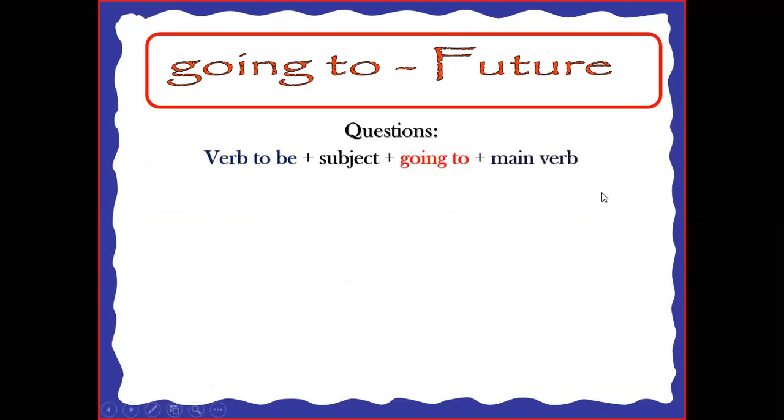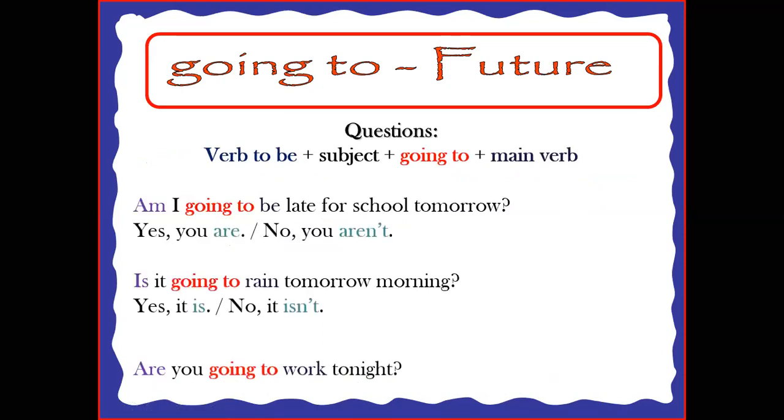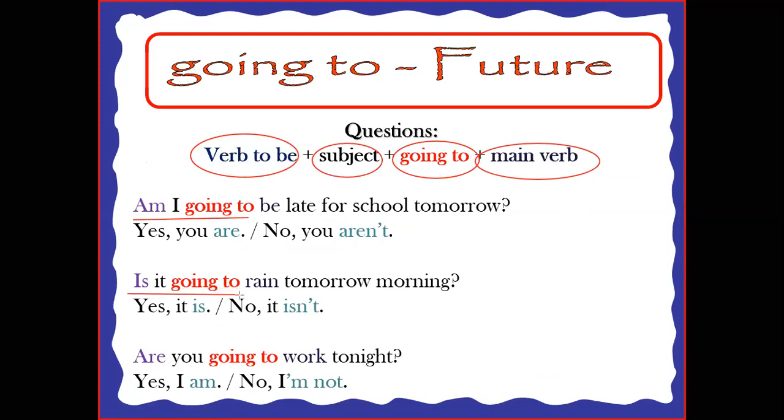Now to finish, we have here questions. In this case, the structure is not simple, it's not difficult, sorry. In this case, actually use the verb be first, then the subject, then going to, and then the verb. What is the difference? The difference is the position here. Check it. The position is different. Okay? Something different.